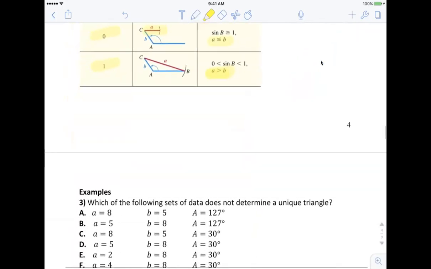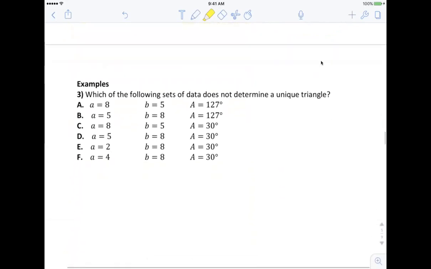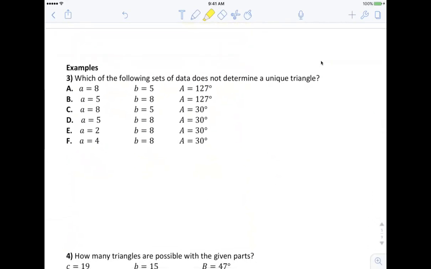Okay, so let's look at some examples and we'll refer back to that table. This says, which of the following sets of data does not determine a unique triangle? Unique triangle just means there's 1 possible triangle. But we'll just actually go through and figure out how many possible triangles there are. And then we'll choose the ones that are not 1. So how about that first one?